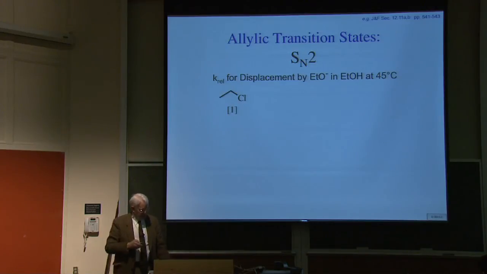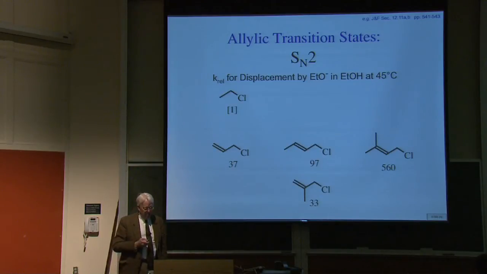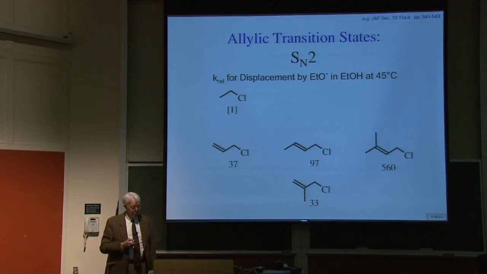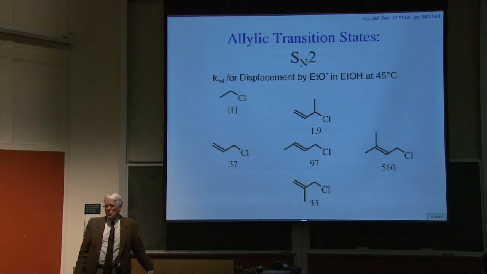Okay, if we take the rate of ethyl chloride reacting with ethoxide to be 1, it's 37 times faster if it's allylic, and 97 times faster if you put a methyl on, and 560 times faster if you put two methyls on, right? If you put the methyl in the middle, it doesn't help compared to not having the methyl. But if you put the methyl at this end, remember before when we were doing SN1, forming the cation, we could put it either at this end or this end and got the same rate. Now it's slower here. Any idea why it should be slower in this case for the SN2?